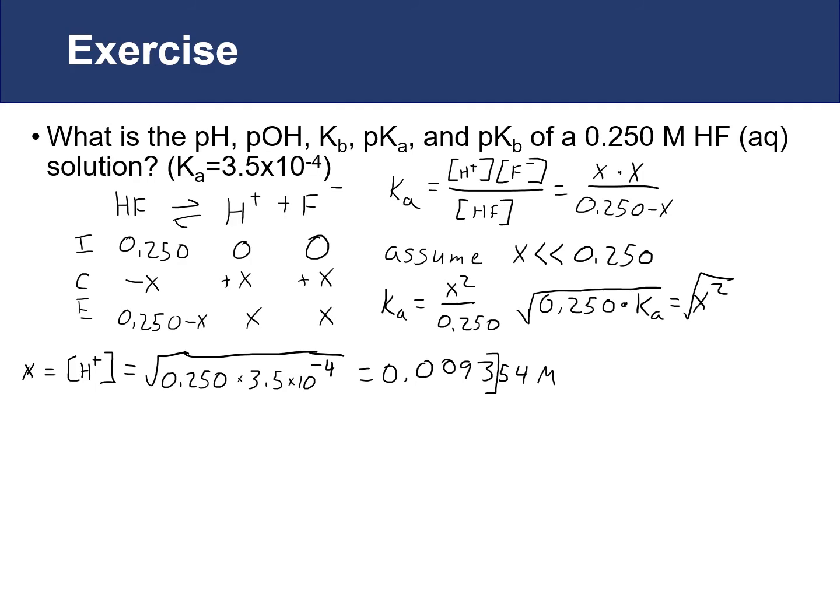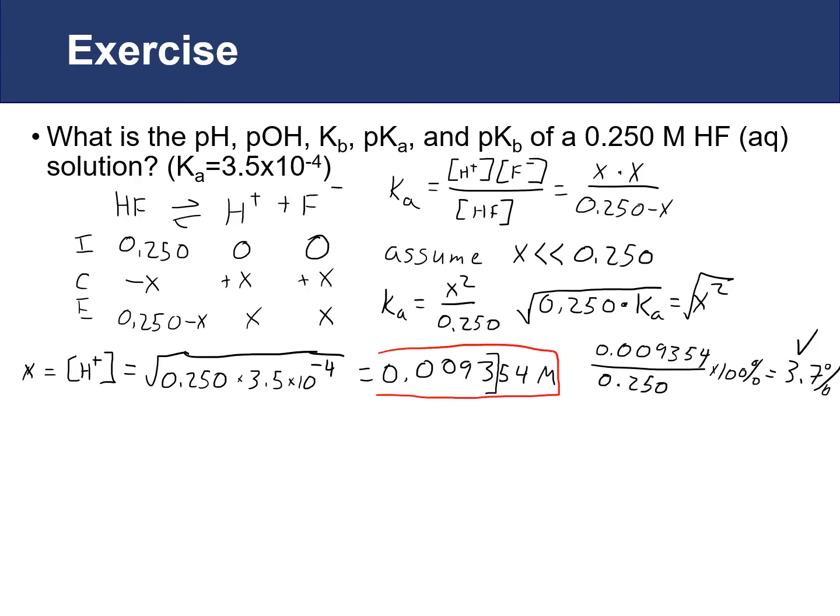Now, before we proceed, we should check that our assumption was valid, and so we'll do that by taking our X, 0.009354, divided by the number that we assumed that it was insignificant compared to, and multiply it by 100%, and we find that it is equal to about 3.7%. So it's within our cutoff, it's within the 5%, and so we're going to say that it's a valid assumption. So this value here is the concentration of our H plus ions.